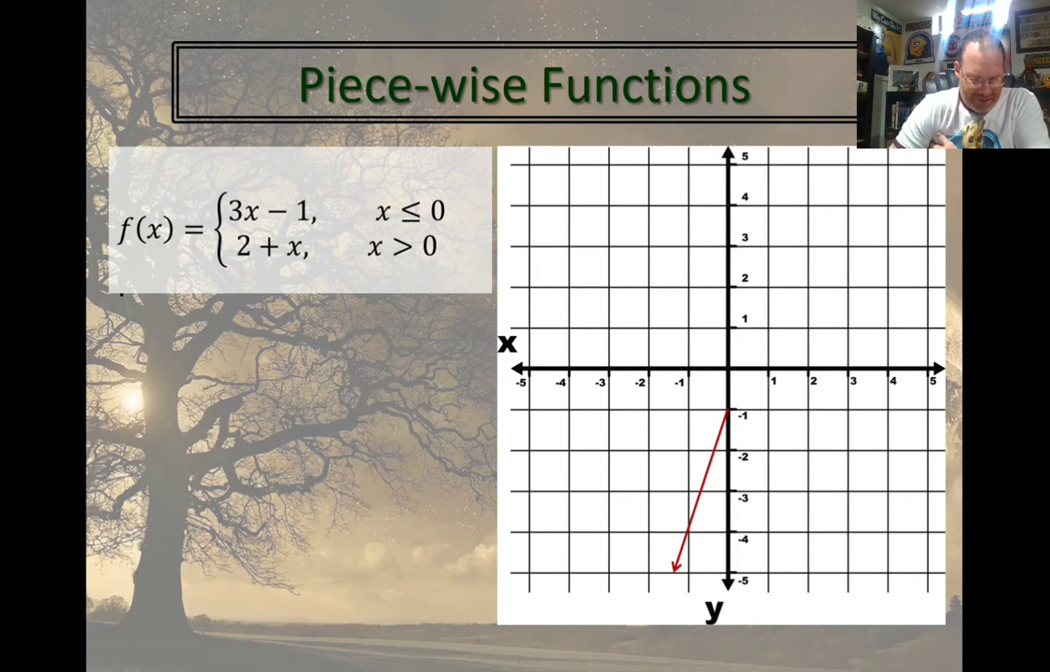Make sure you include the arrow on the end, because otherwise it looks like it just starts at a specific point. Then once you hit 0, you use the second function, and that's going to look like this. Now you need to include a filled circle and an empty circle depending on which one is inclusive and which one is not. The bottom one is inclusive, and that gets a filled circle. The top one is not inclusive, so it gets an open circle. And that's the graph.